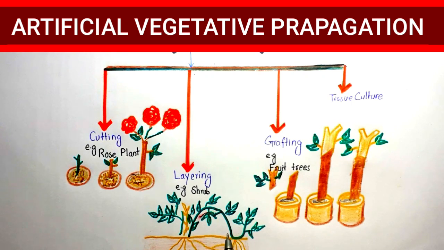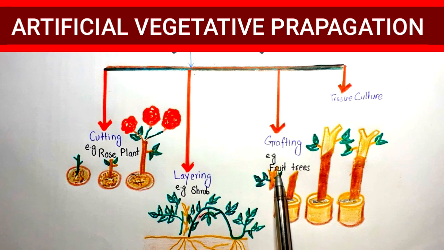Layering can be done by bending. As you can see here, a branch is bent after removing its ring of bark, that is, the outer layer of the stem. When we peel it and bend this branch into the soil and cover it with a soil mound, it will grow into a new plant. So this method is called layering, in which the branch touches the ground and is covered with soil. Before that, its bark is cut, and it will grow into a new plant. The examples are shrubs.